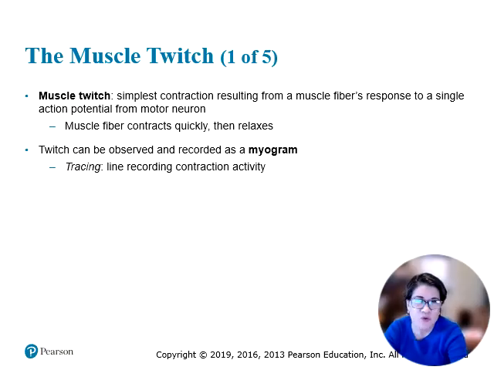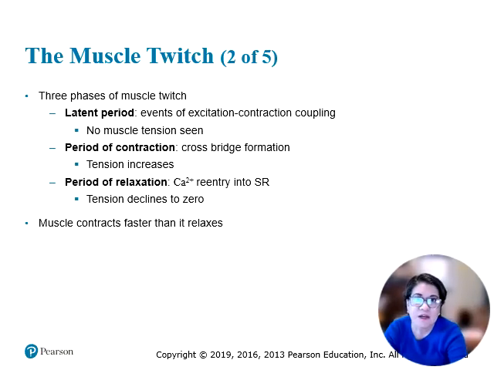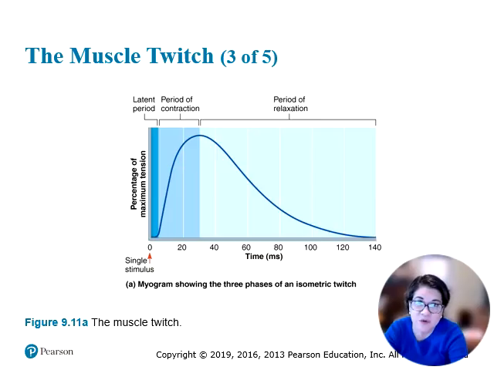You can see that with a myogram, which is a test where you can see the muscles contract. There are three parts to a muscle twitch. You have the latent period where there's no muscle tension. Then you have the period of contraction when you have the cross bridge, and then the period of relaxation when the calcium returns to the sarcoplasmic reticulum. It's very fast. The muscle contracts faster than it relaxes. So the contraction is just lightning fast. So here is your latent period where there's no action potential yet, and then contract, and then relax, and relaxation takes longer. So that's a myogram that shows you the contraction of the muscle.